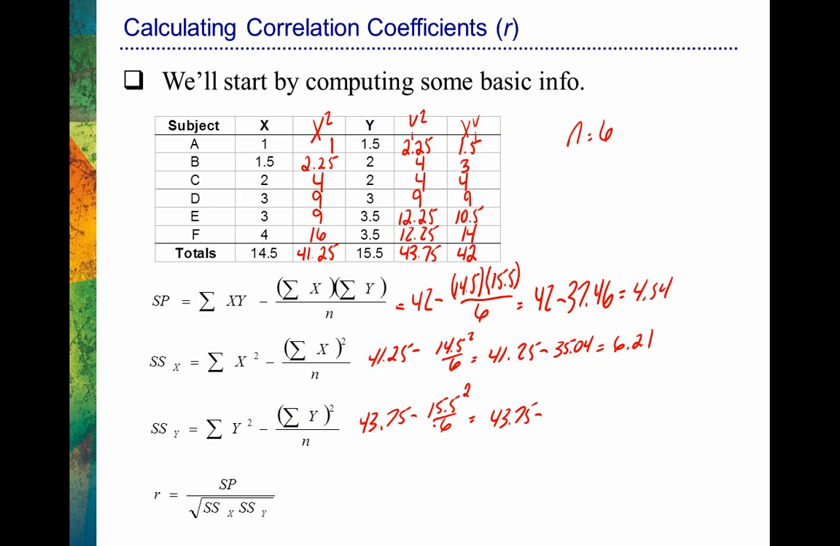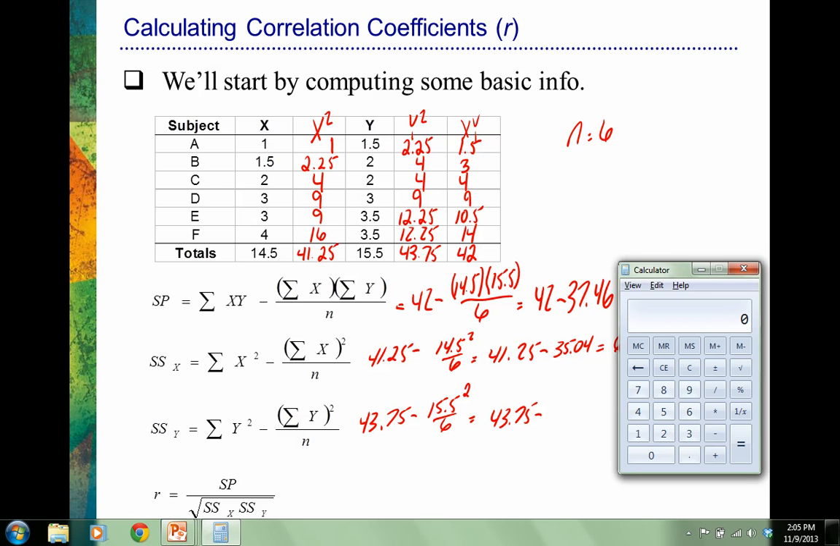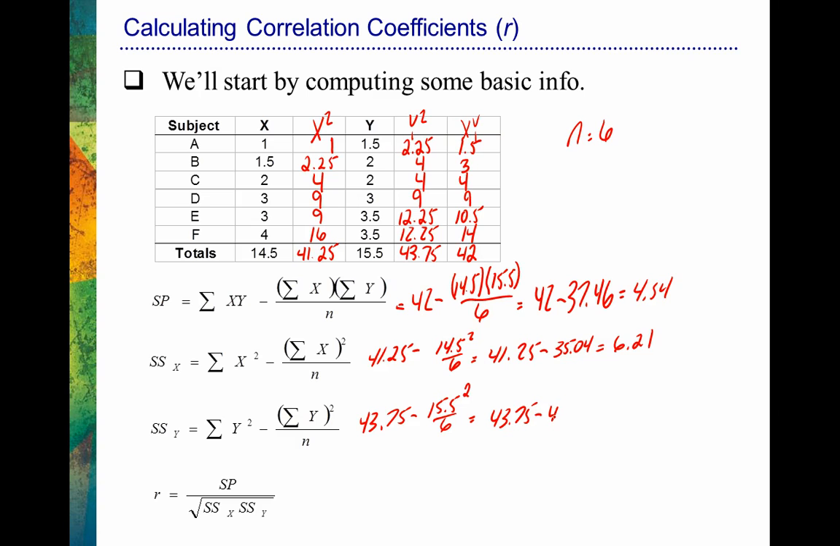We'll use our calculator to make it easier. 15.5, we're going to square it, so I'm going to multiply by 15.5. That equals 240.25. I'm going to now divide by 6. That equals 40.041. We'll just call it 40.04. Now we'll just simply do the subtraction there.